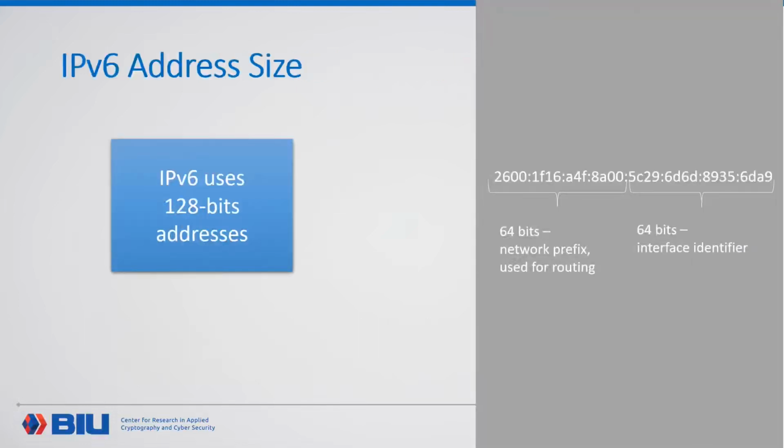The IPv6 address size. One of the changes IPv6 introduced is a 128-bit address. This address is composed of the high 64 bits, which are called the network prefix and are usually assigned by the ISP, and the lower 64 bits, which are called the interface identifier. These lower 64 bits are generated by the client's computer to form the 128-bit address.